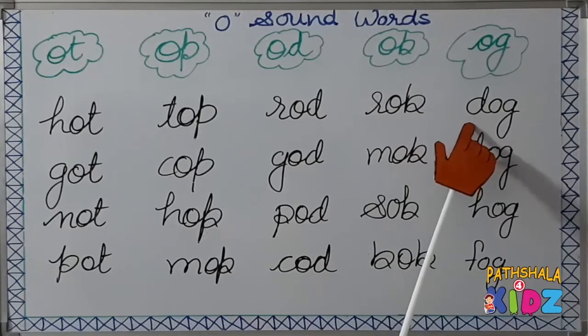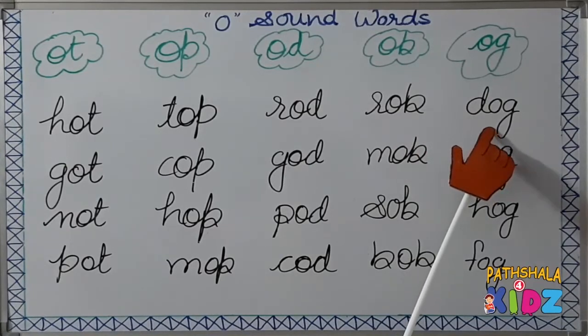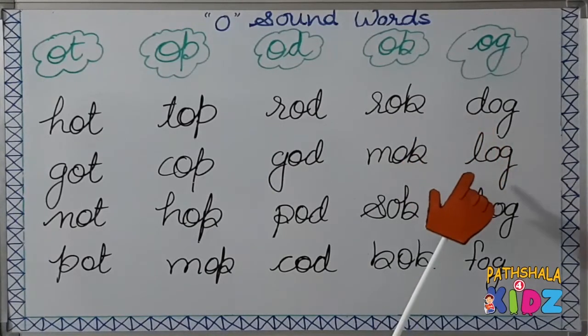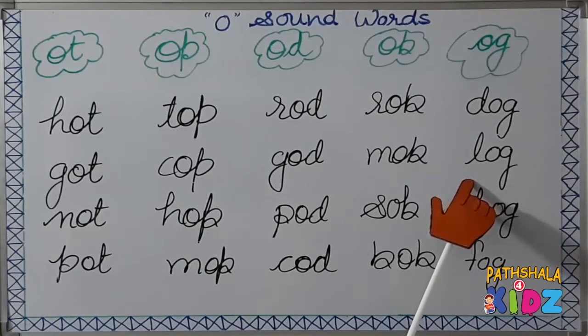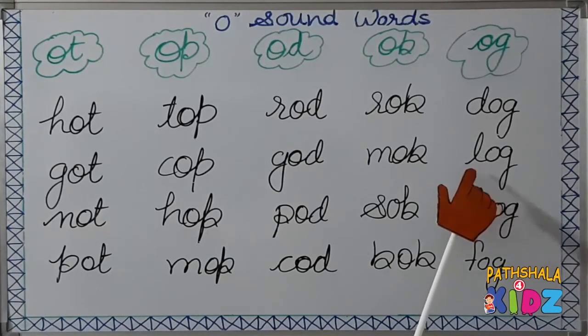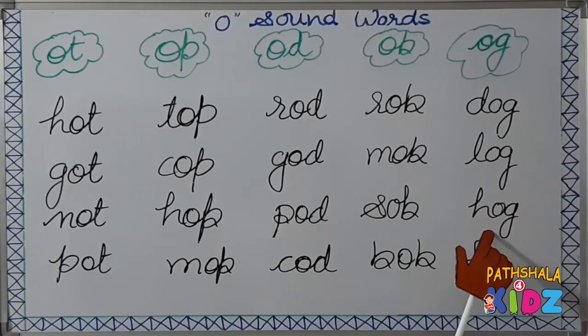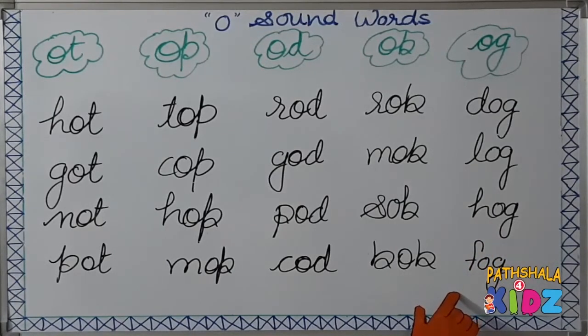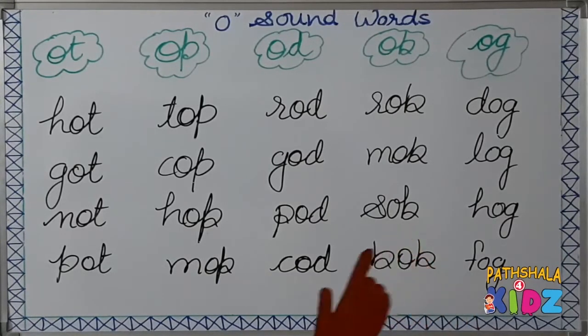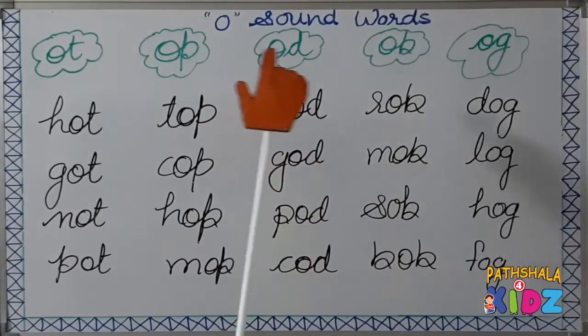The phonics sound of D is D. D-O-G, dog. The phonics sound of L is L. L-O-G, log. The phonics sound of H is H. H-O-G, hog. The phonics sound of F is F. F-O-G, fog. Today we have learned O sound words.